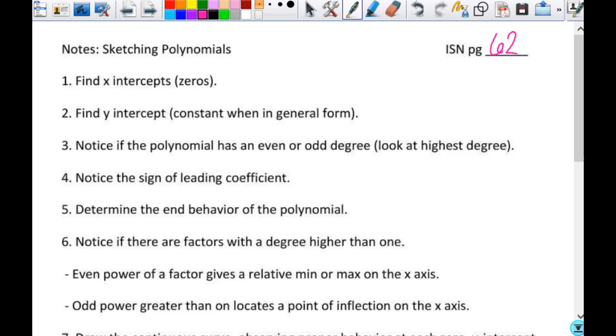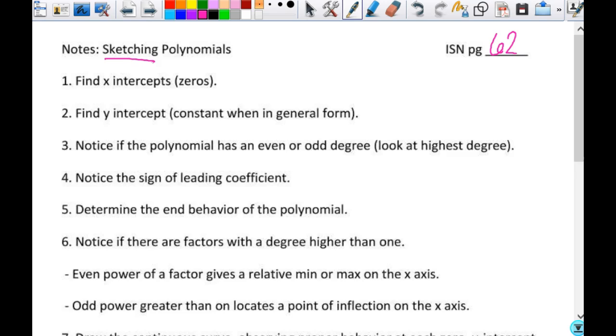Okay, so again, we're going to sketch them. We are not even going to worry about having enough information to get everything about it perfect, because there's certain things that we're concerned with, and certain things that we're not so concerned with, okay? So here are the steps. I'm going to talk you through them, and then we're going to go through and do some.